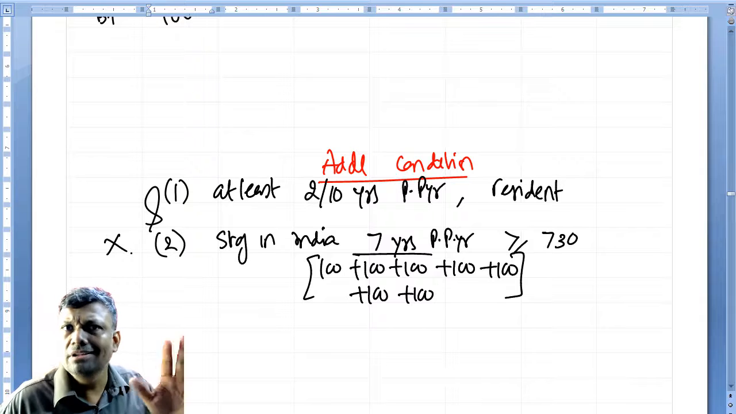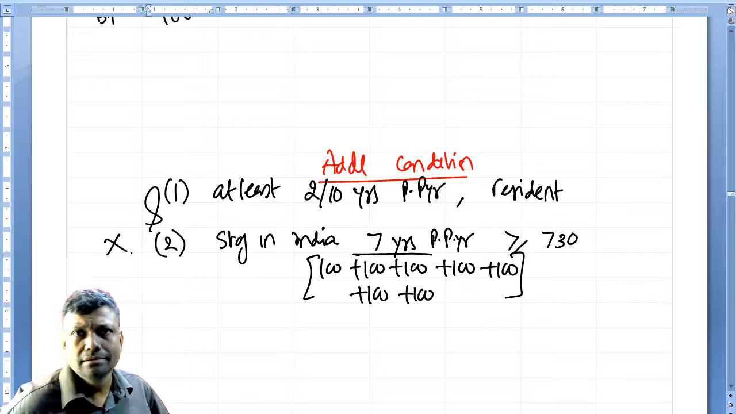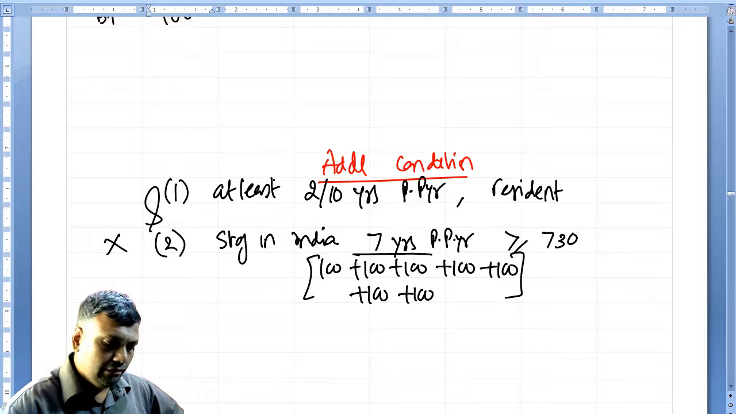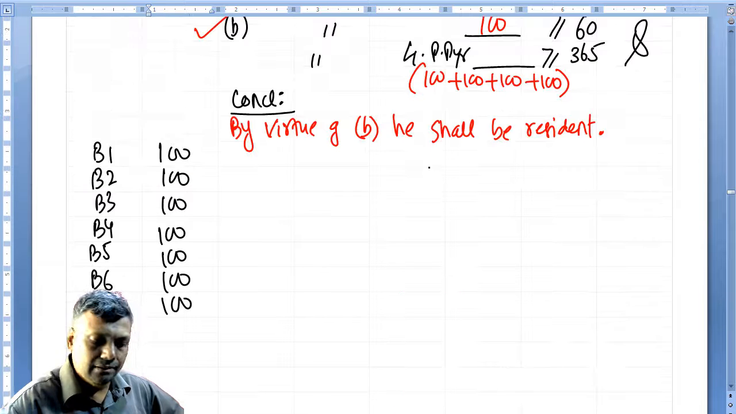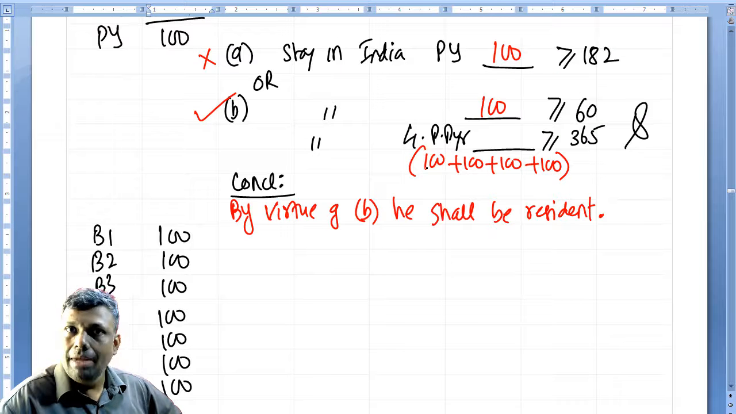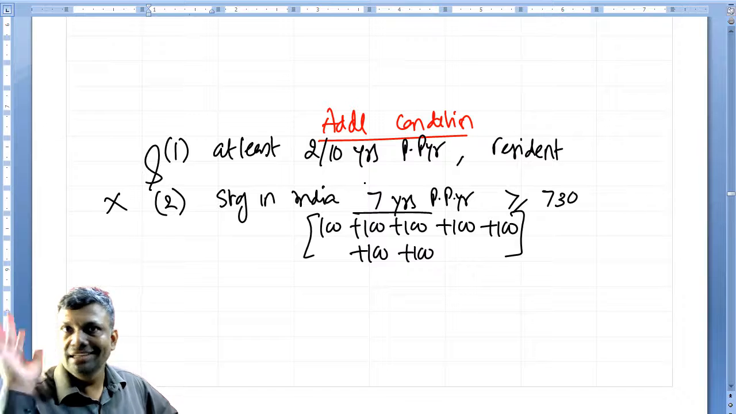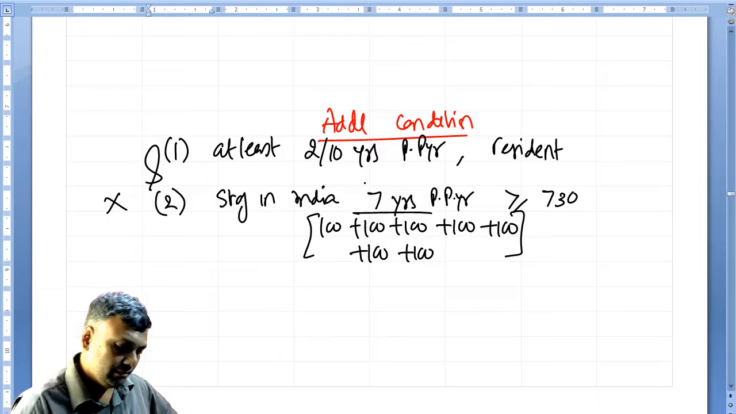So I don't want to break my head with condition number 1. But even if you have to do it, you have to follow the same math. By 100 days per year, every year you are going to be resident, because every year the status is the same. But we are not breaking our head. So both the conditions are not satisfied. That's the conclusion that we are developing.